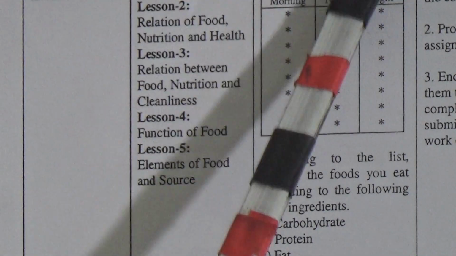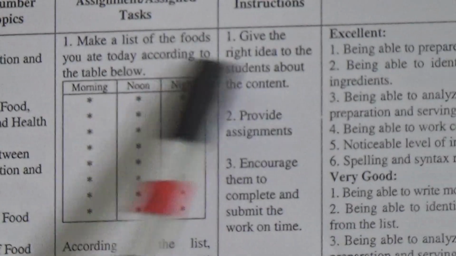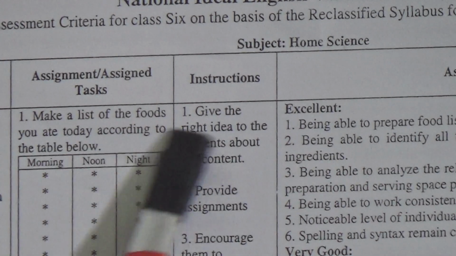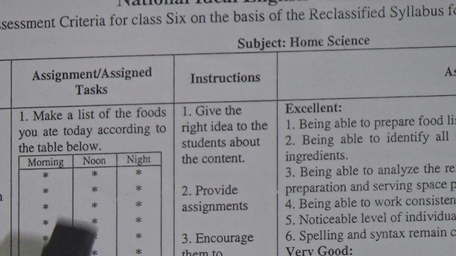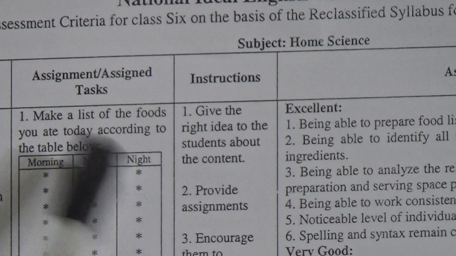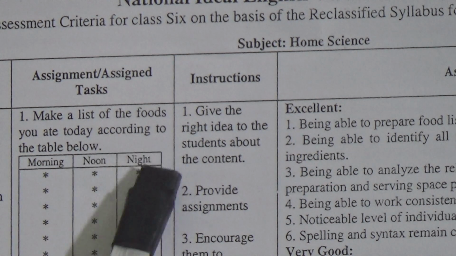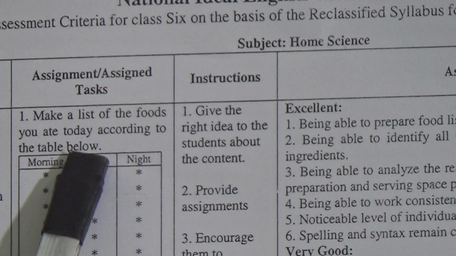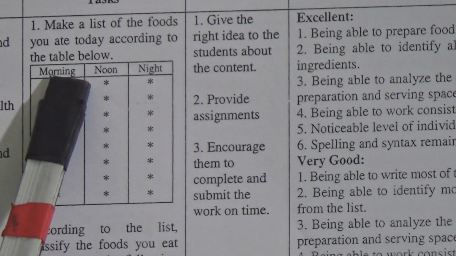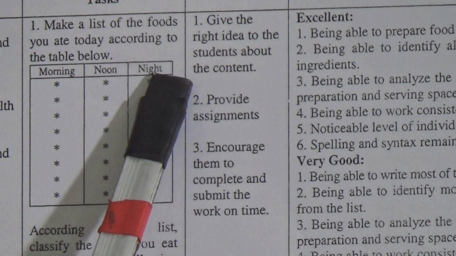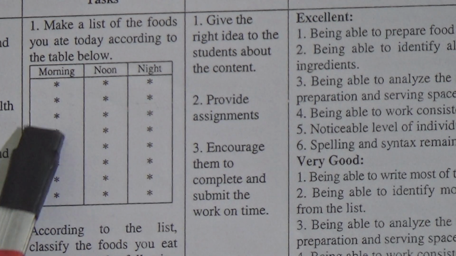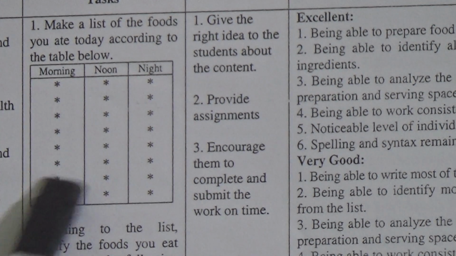Now come to the main topic, our assigned task. Number 1, make a list of the foods you ate today according to the table below. So at first you have to draw a table like this. I have to make a food list of what food items I have taken today, in the morning, at noon and at night. At least you have to write 4 or 5 or more food names here.